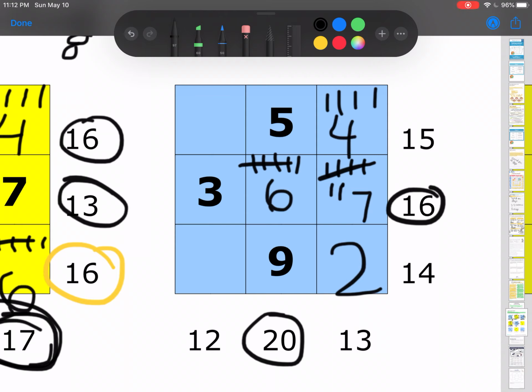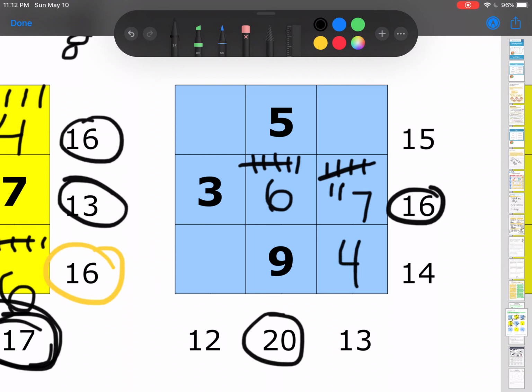5 plus 4 is 9. Need to get to 15. So 9, 10, 11, 12, 13, 14, 15. Oh, that's a 6. So I can't do that one because there's a 6 here already. Let's try, so I've tried a 1, a 2, let's try a 4 here.